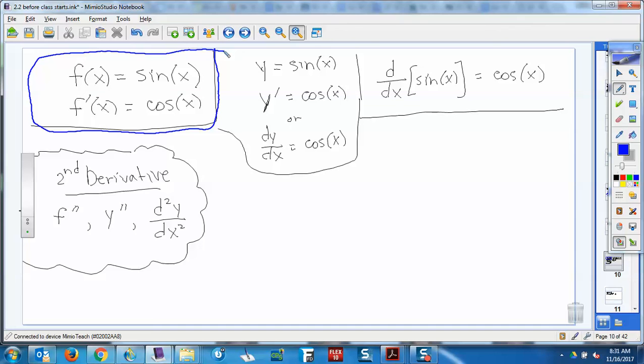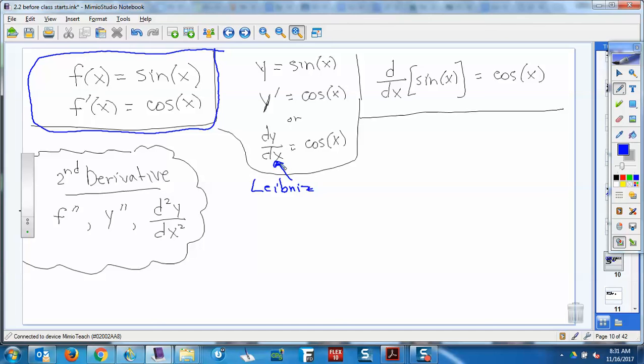Now, there's some other notation we can use, because we don't always have to use function notation. We can use y. There are times you're going to see where we use y. Y and f of x are interchangeable. So if we have y equals sine x, we could write y prime equals cosine x. It's the same thing. But then we have this new notation down below, called Leibniz notation. Leibniz was one of the co-inventors of calculus, and he used more of this notation.